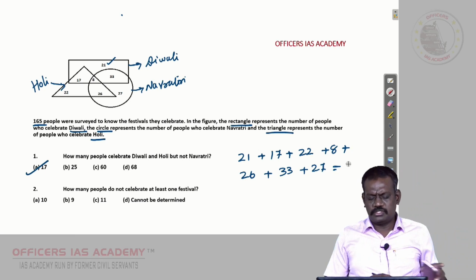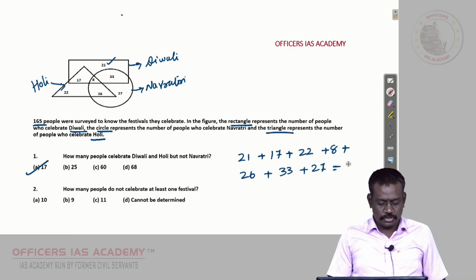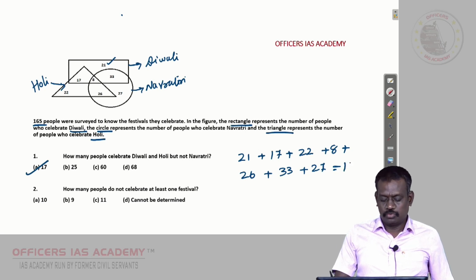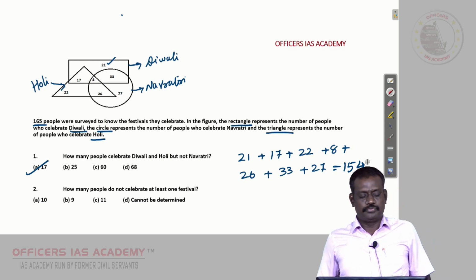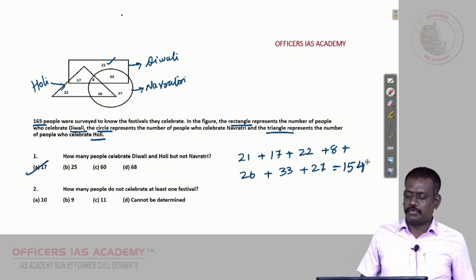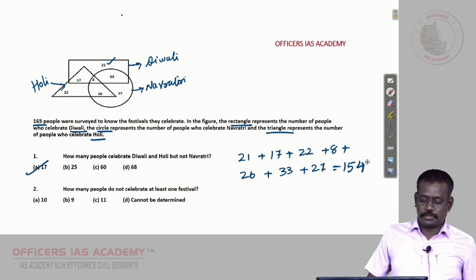Sorry children, so you just add it. So it is 21 plus 17 plus 22 plus 8 plus 26 plus 33 plus 27. So you are getting 154. So these 154 people will celebrate.